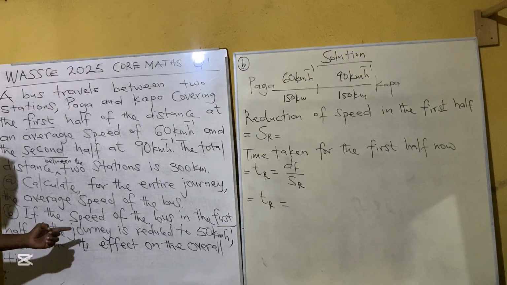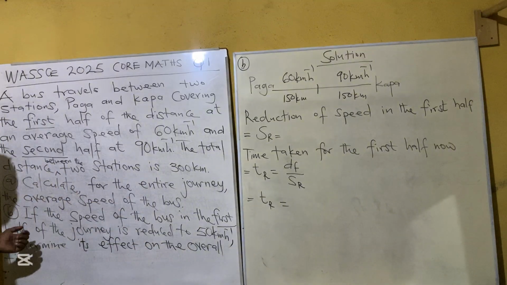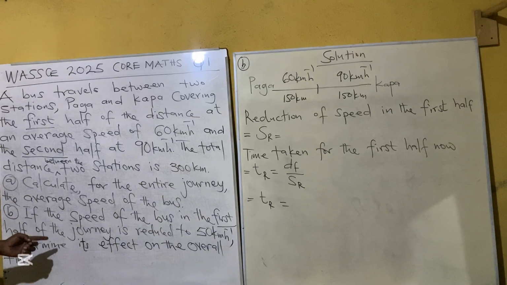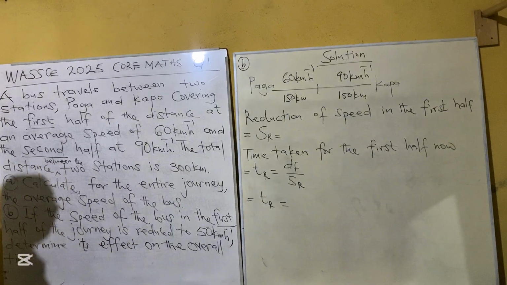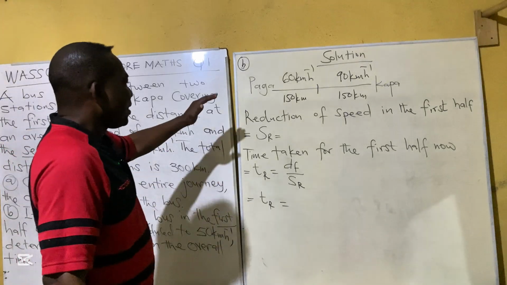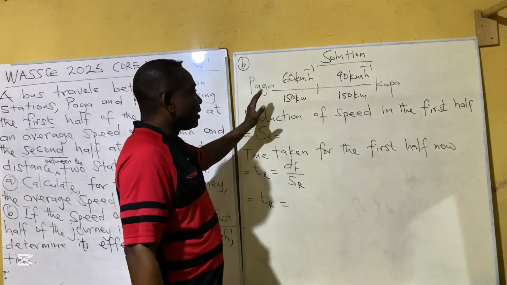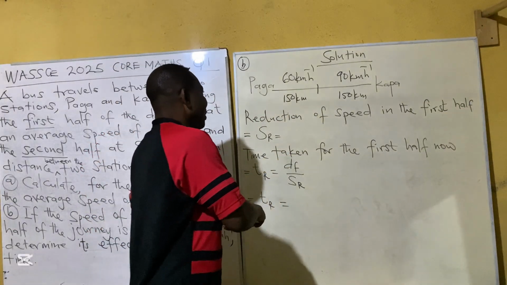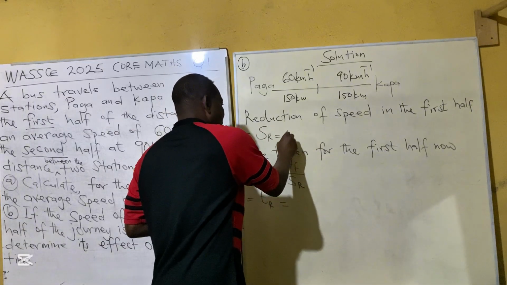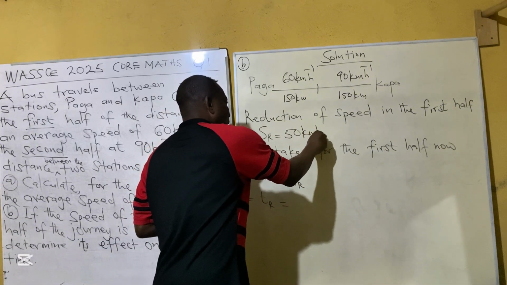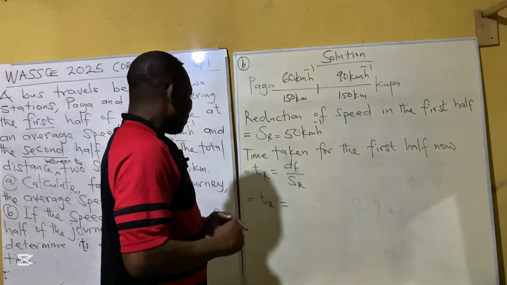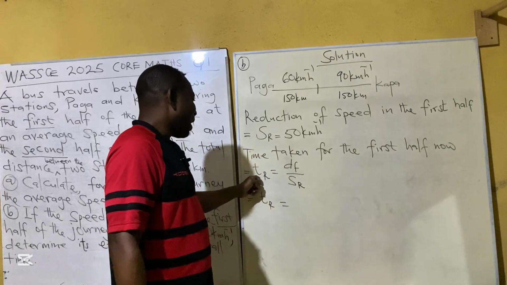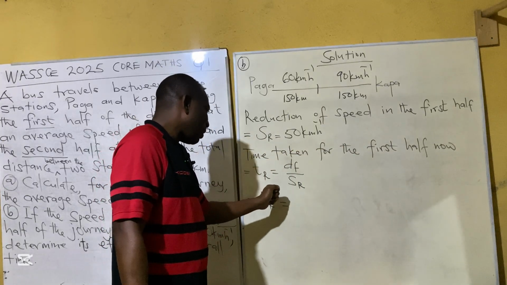B, if the speed of the bus in the first half of the journey is reduced to 50 kilometers per hour, determine its effects on the overall time. Okay, here the speed in the first half of the journey has now been reduced to 50 kilometers per hour. So we put it there, 50 kilometers per hour.